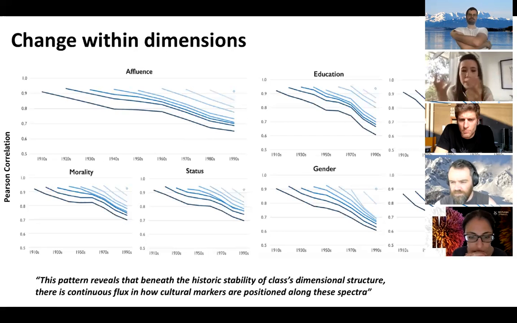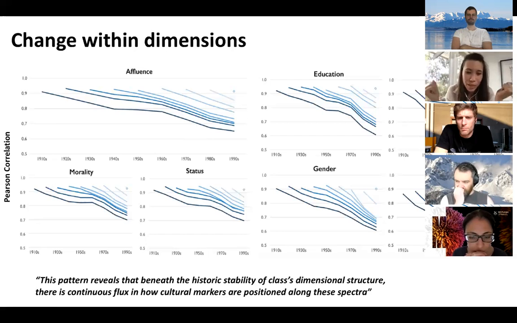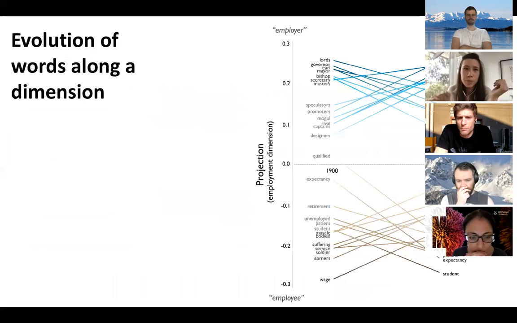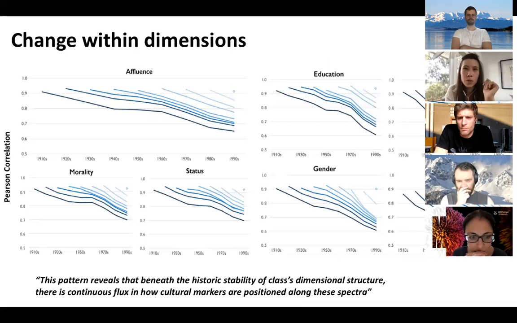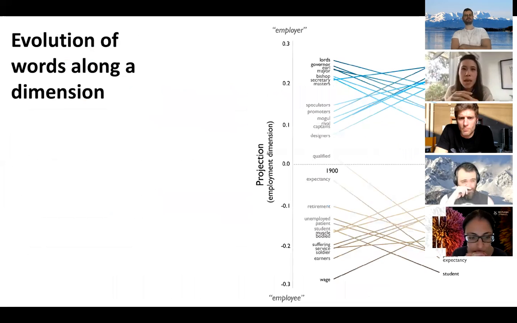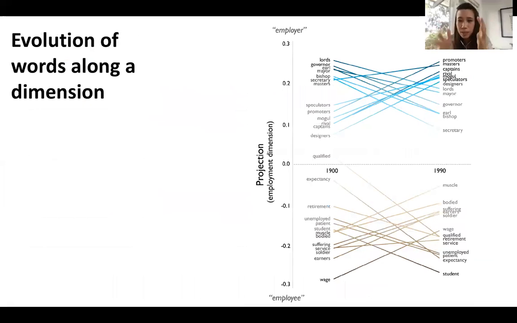But the authors do make a point of noting that, as they say, this pattern reveals that beneath the historic stability of classes' dimensional structure, there is continuous flux in how cultural markers are positioned along these spectra. So this immediately leads you to wonder how these specific words are changing underneath these spectra. What are the words that are moving around for each of the spectrums? And unfortunately, they only show you the results for one dimension. It would be really cool to see changing words along all their 7 dimensions.